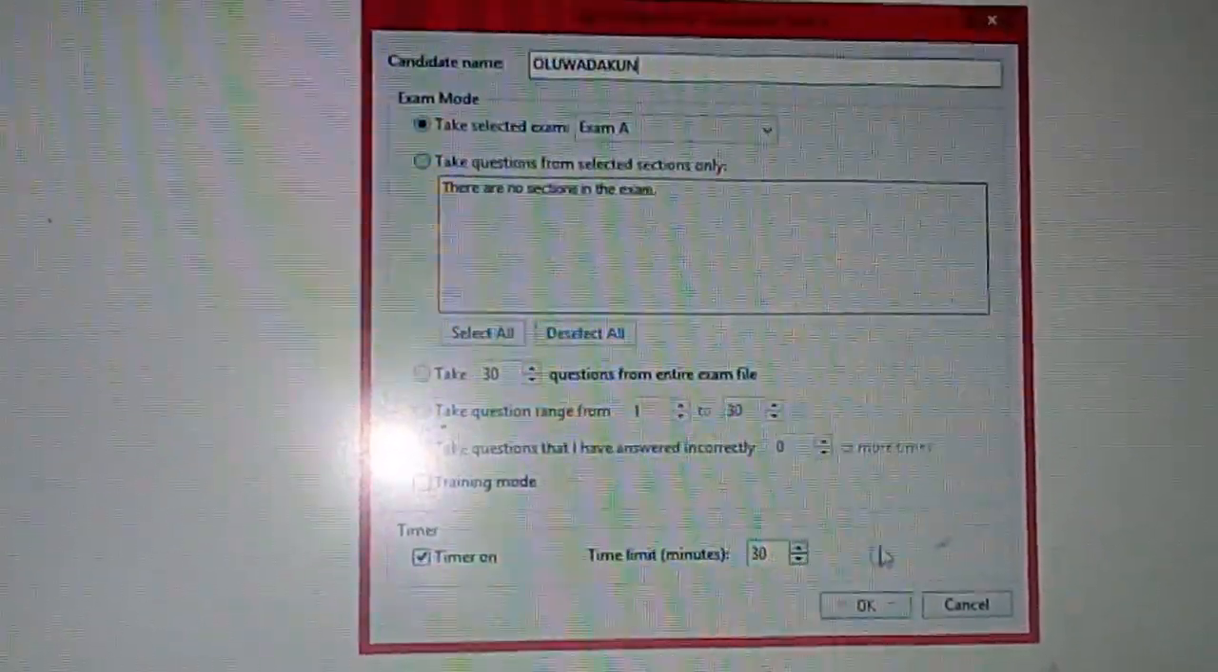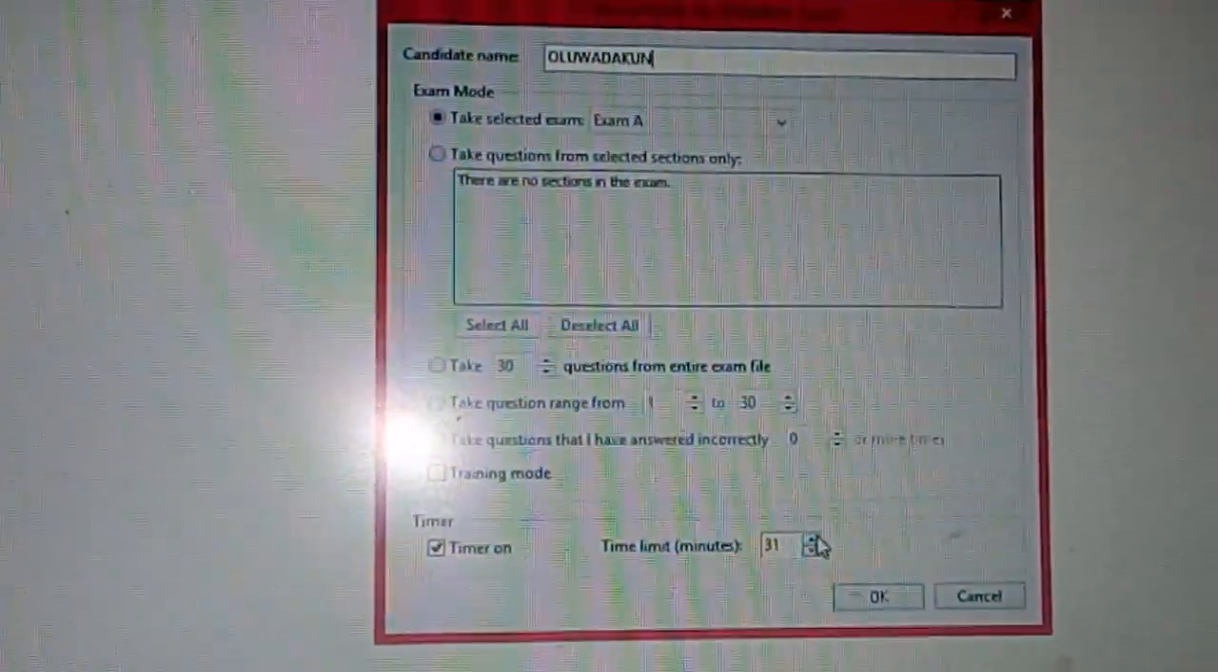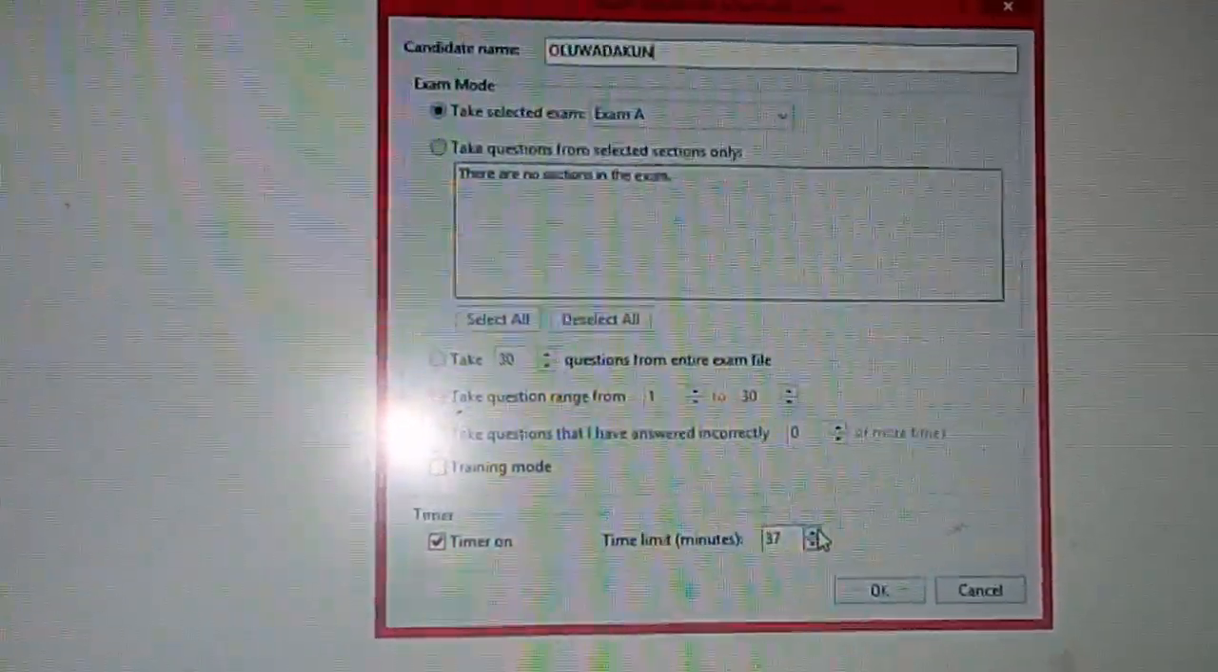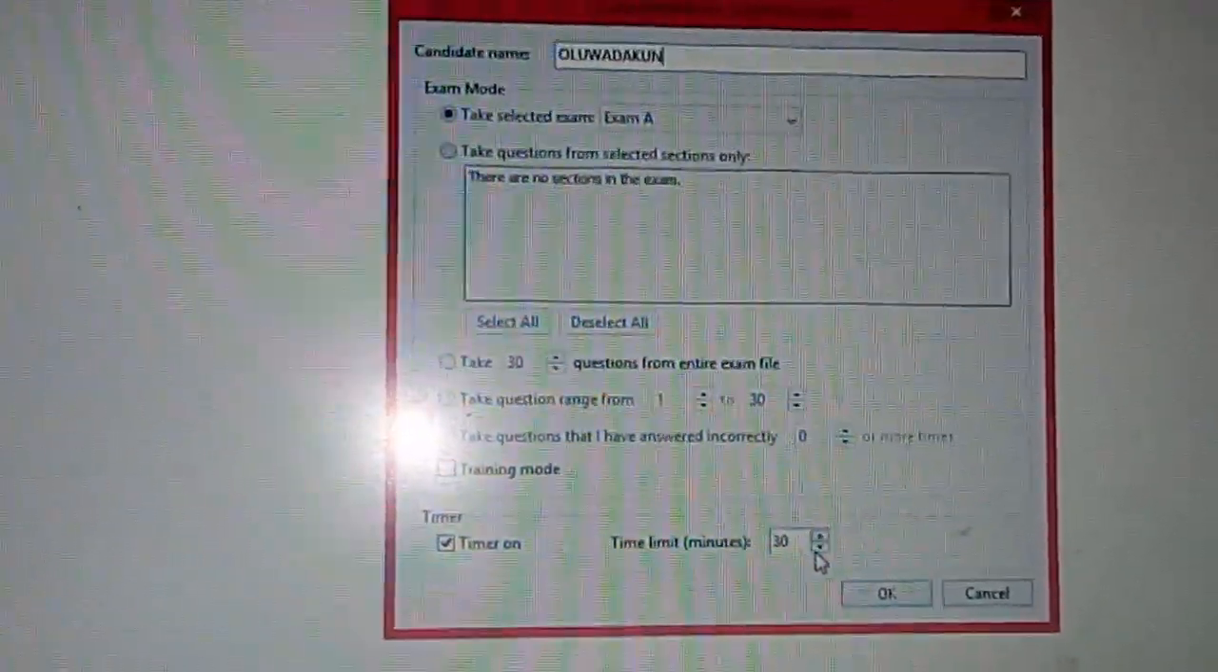Then we have the time limit here, talking about the minutes we want to give them for the exam. It can be increased. You can see it can be increased. Meanwhile, I'm making it 30 minutes. So I click on OK.